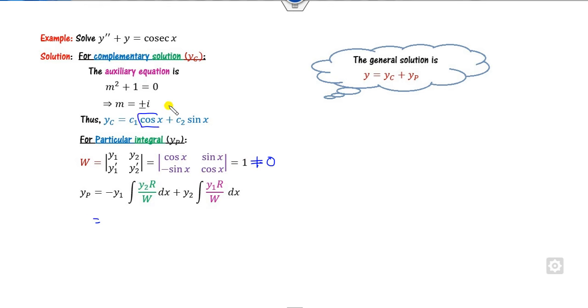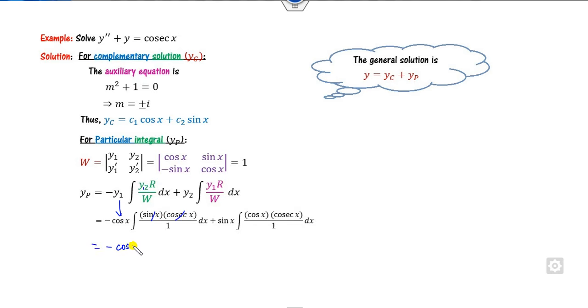This is my y1, I can substitute here. This is my y1 and so on. What is that? This can be cancelled out. So it is my cos x over 1 plus sin x. What is that? This is 1 over sin, that is nothing but my cot x dx.